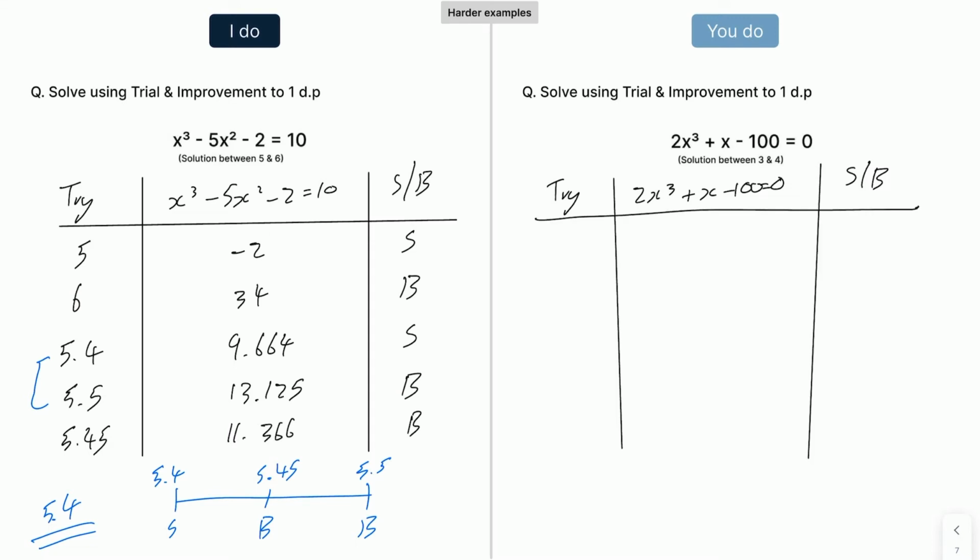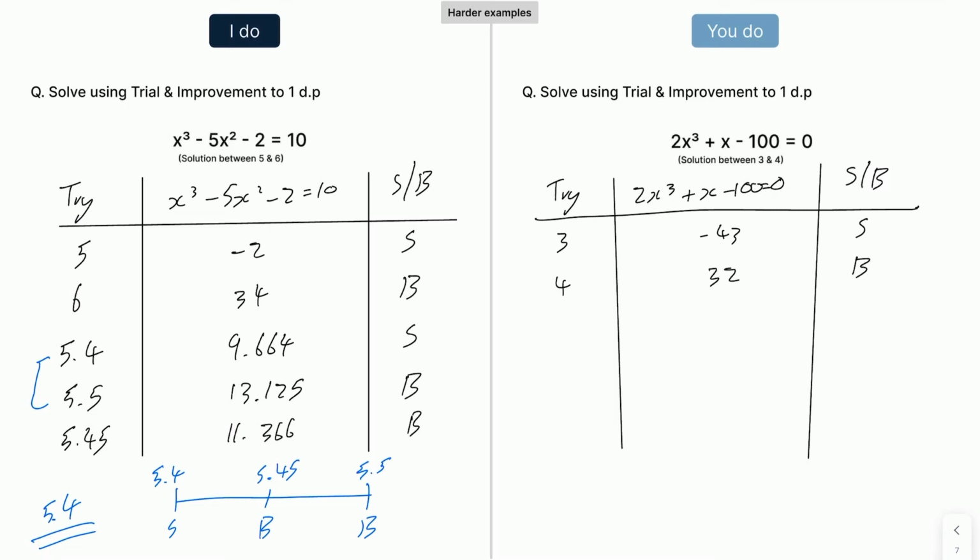one line across. We're going to try the solutions given in the question. So that's 3 and 4. 3 gives me -34, which is small, and then 4 gives me 32, which is big. So I can see the answer is closer to 4 than it is to 3.